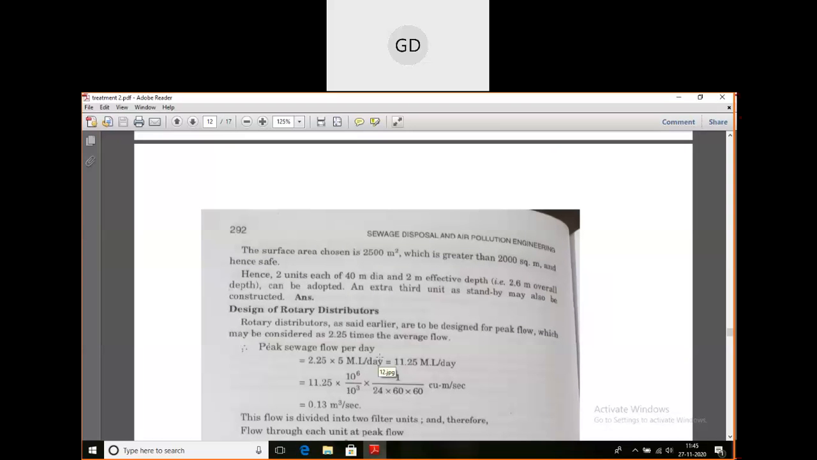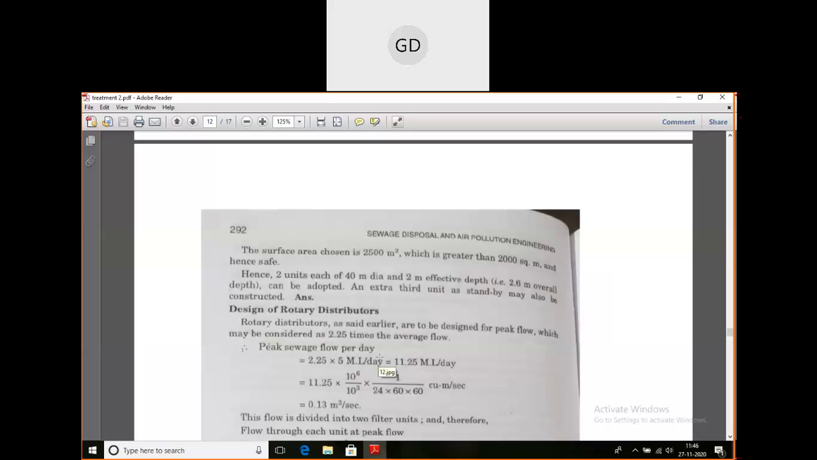So finally you got two units, each of 40 meter diameter and 2 meter effective depth. If you add a freeboard, as I already told in every numerical, that you have to add a freeboard while designing a tank, then with a freeboard of 0.6 you get the overall depth to be 2.6 meters. This is your first part answer.